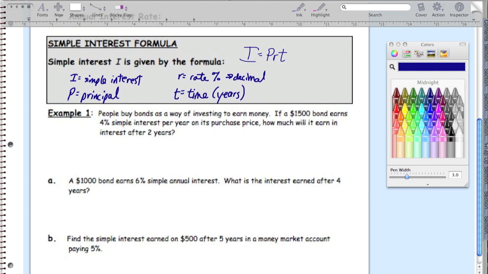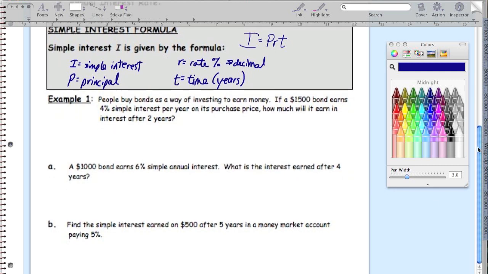Alright, let's try example 1 and then move on to A and B. It says here, people buy bonds as a way of investing to earn money. If a $1,500 bond earns 4% simple interest per year on its purchase price, how much will it earn in interest after 2 years? Okay, first of all, they're telling us simple interest, so we know that we're going to use this formula we have above because that's what we're trying to find. Since we've determined what formula we're going to use, and at this point it's easy because that's the only one we know, but that'll be something to keep in mind by the end of the lesson. We have I, P, R, and T as our variables, so we want to see what we can fill in that we know.